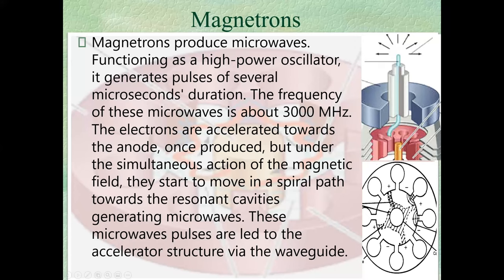As I said, when the electrons are generated, they are going in spirals and then creating microwaves. And those microwaves are led to the waveguide through this antenna, or these antennas that are in the cavities.